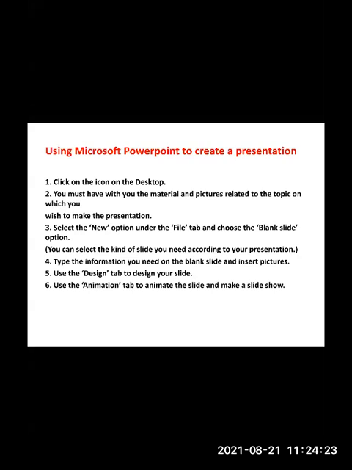Now how to do it? First of all, you will select the new option. Where is the new option? Same process, like in Microsoft Word and Excel, you learned the file tab. You have to click on the file tab. In the file tab, you will get the new option. Then what is the next step? You have to select the blank slide.